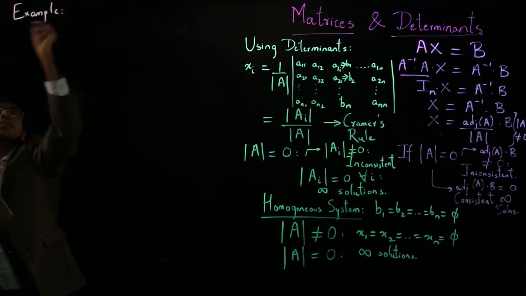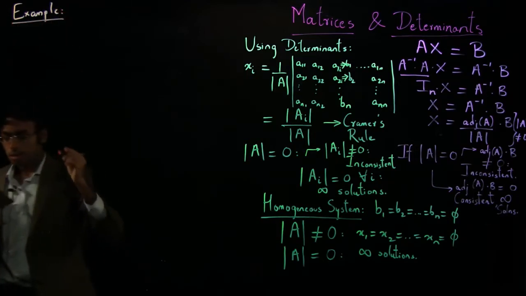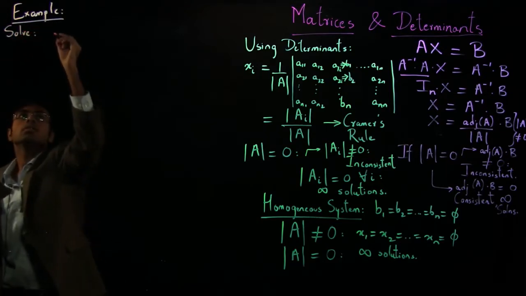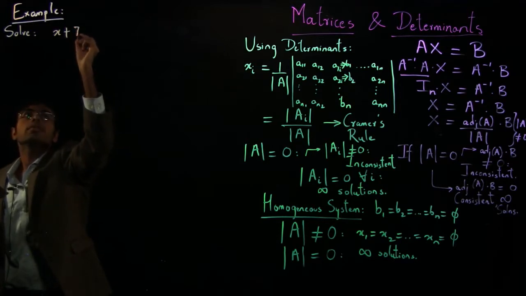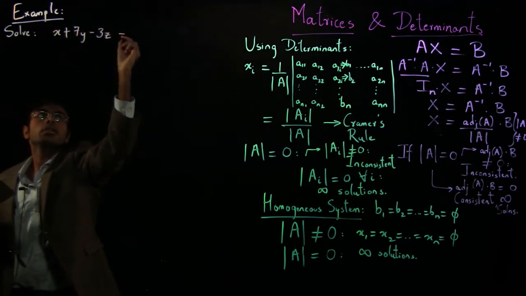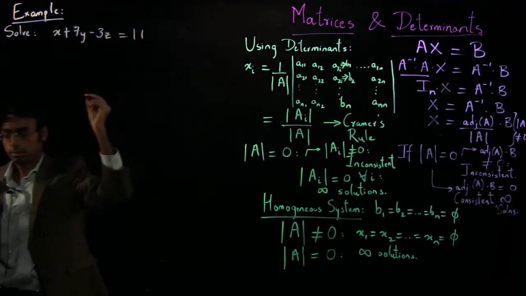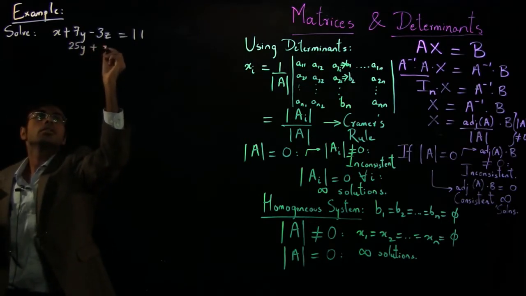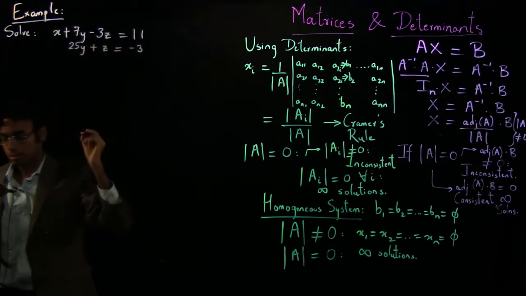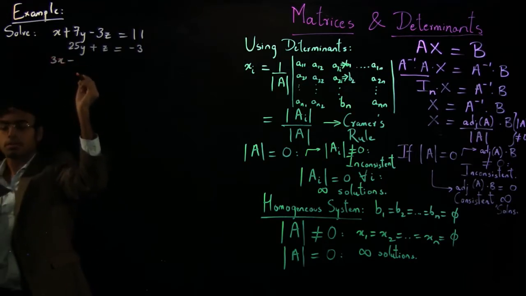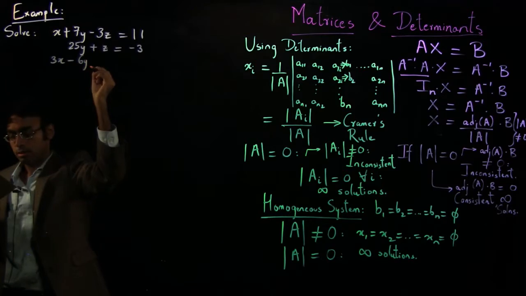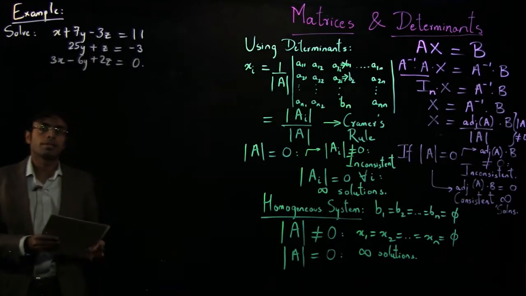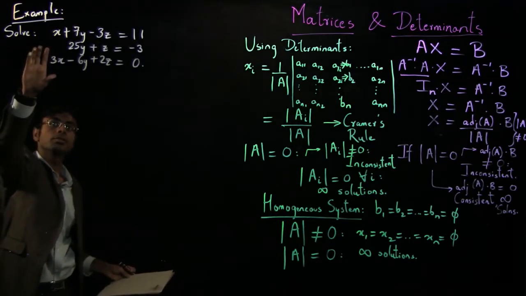So let's say we want to solve this system of equations. We have x plus 7y minus 3z equals 11, 25y plus z equals minus 3, and 3x minus 6y plus 2z equals 0. Now as soon as you have a set of equations given to you, there are a few things to check.